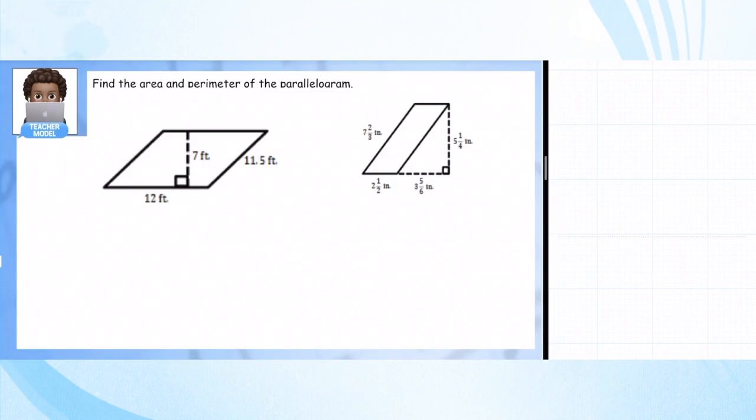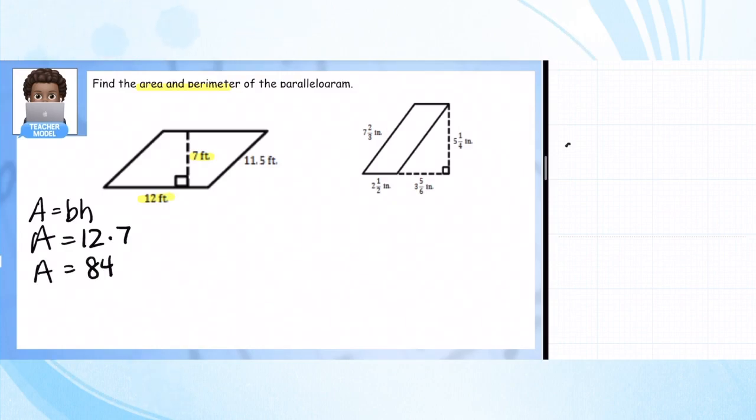Next 2 are going to go super quick. We're going to find the area and perimeter for both parallelograms. So for area, we just want our base and height. Looking at my first one, area is equal to 12 times 7. So that means my area is equal to 84. Just always double checking, we would substitute and find the same thing.